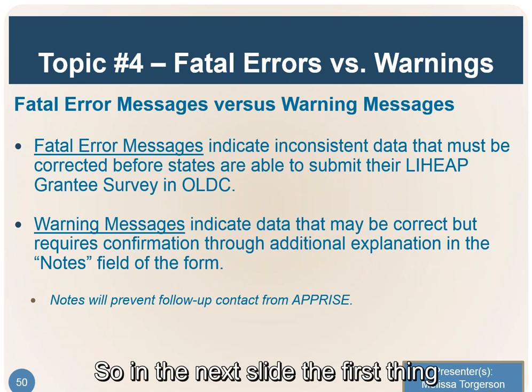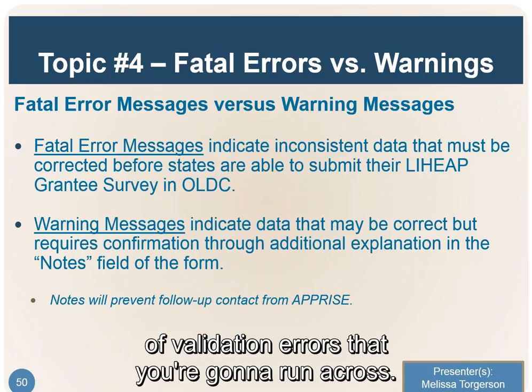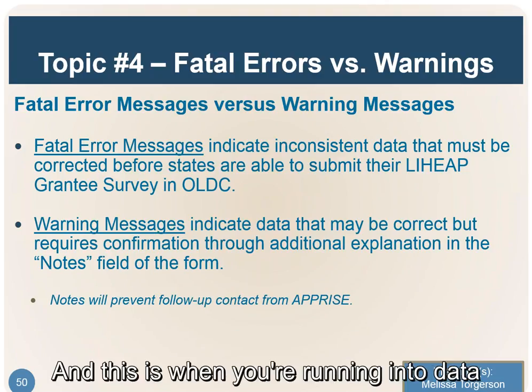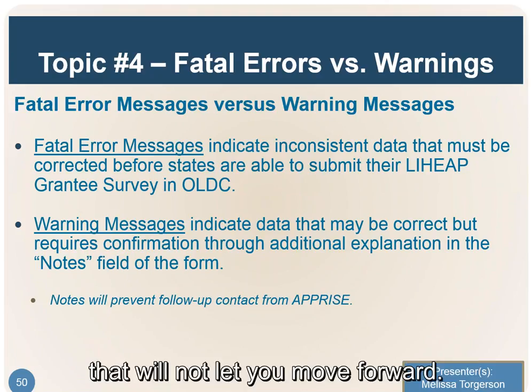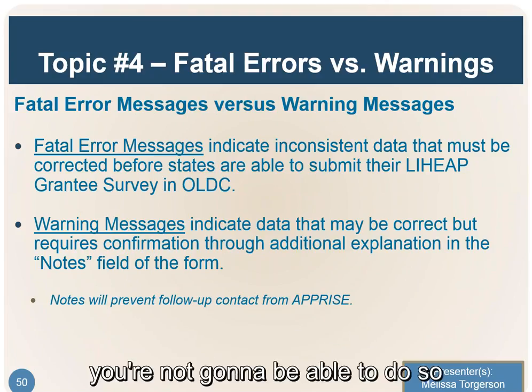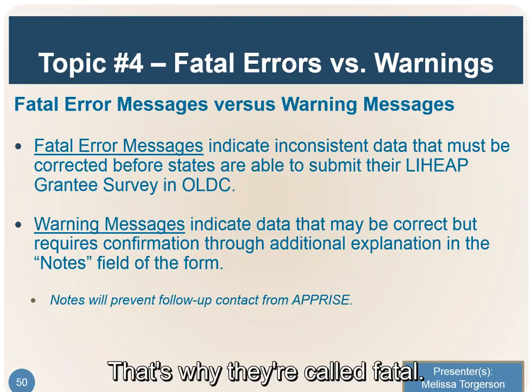So on the next slide, the first thing we want to remind everyone is that there are two kinds of validation errors that you're going to run across. The first are fatal error messages, and this is when you're running into data that will not let you move forward. So if you want to submit your report or certify it, you're not going to be able to do so unless you fix these fatal errors. That's why they're called fatal.